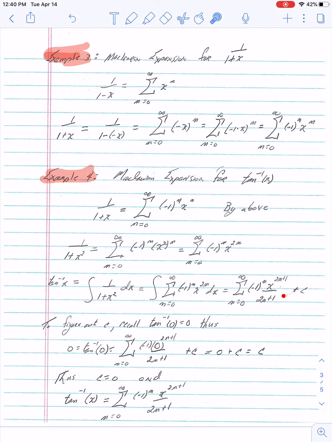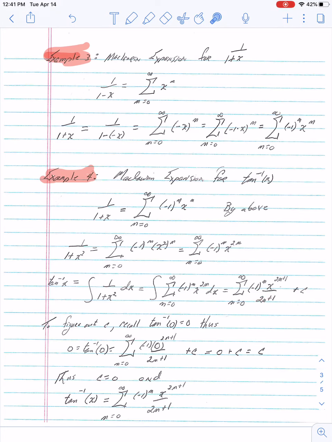The only thing I need to figure out is what c is. Well, how can I do that? Well, recall that the arctangent of 0 is an angle whose tangent is 0. And that angle has to fall between what? Minus pi halves and pi halves? Well, the angle that works is 0, yes? So if I take this equation and I plug in 0, here's what I get.